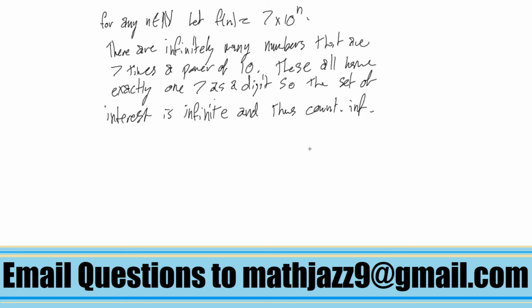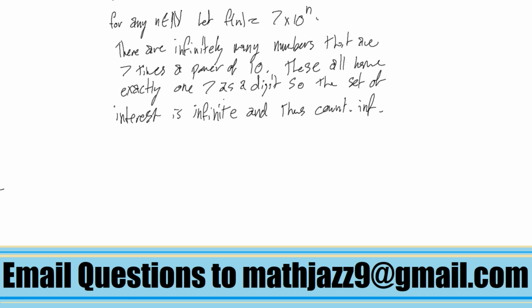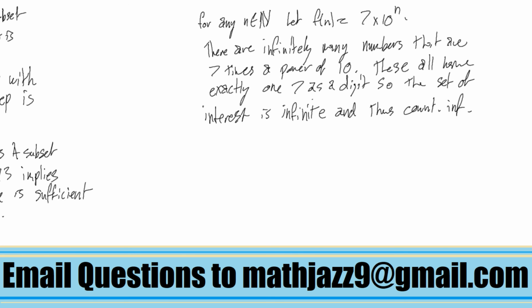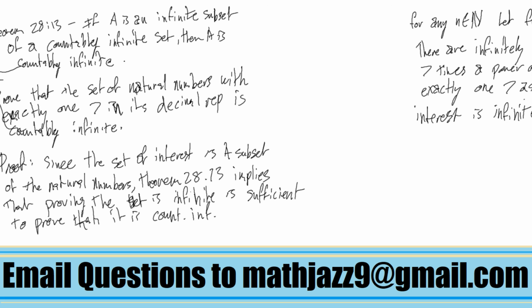Okay, so did I miss any numbers that had exactly one 7 as a digit? Absolutely. Does it matter? No, not at all. I proved that there are an infinite number of numbers of the form 7, 0, 0, 0, and so on. So obviously there are an infinite number of any number that has exactly one 7 in it. And then by the theorem that we looked up, that proves that there are countably many of them. And that's a really nice, simple way of doing this proof.